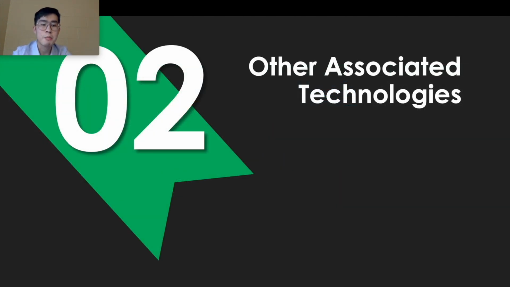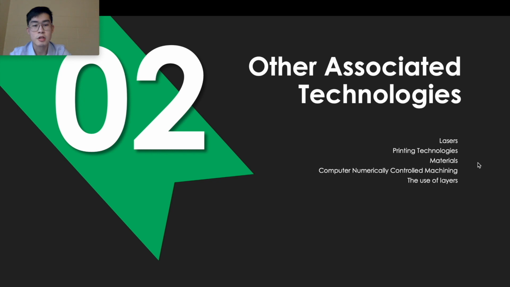Aside from the computer technology, there are a number of other technologies that have developed along with AM that are worthy of note. So the second part is about them, since they also have served to contribute to further improvement of AM systems. They are lasers, printing technologies, materials, computer numerical controlled machining, and the use of lasers. Well, the last one is more like a principle of AM instead of a technology, but I included it here as well.